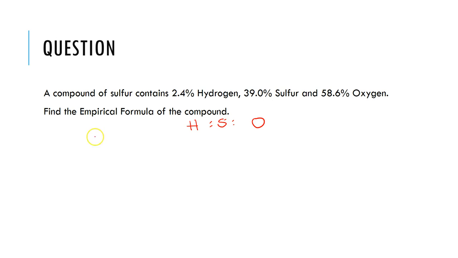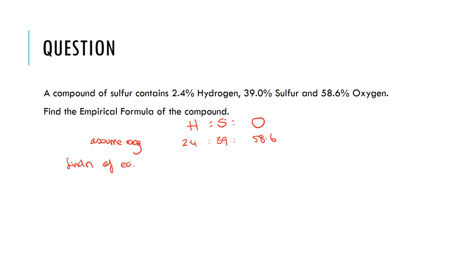Okay, step 2 was assume 100 grams. If I'm assuming 100 grams, the beauty is my percentages become masses. So this becomes 2.4. This becomes 39, and this one becomes 58.6.